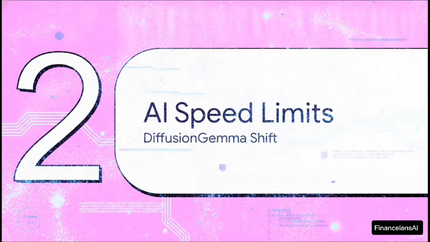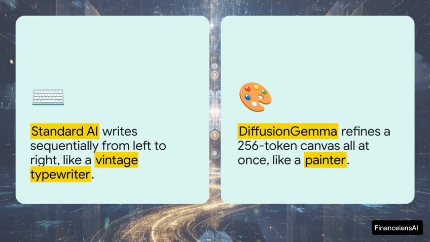Section 2. Breaking AI speed limits. The architectural shift behind DiffusionGemma. Okay, let's look under the hood, because this represents a total paradigm shift in how AI actually processes information. To make this super easy to understand, think about how traditional AI generates text. It writes sequentially, left to right, one word at a time, kind of like a slow vintage typewriter.